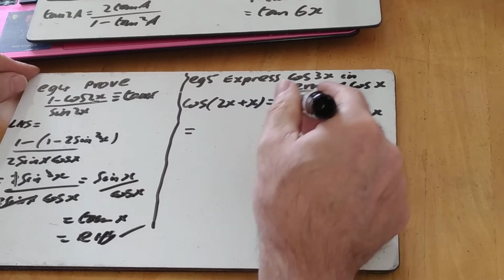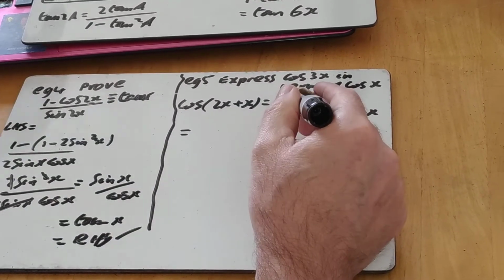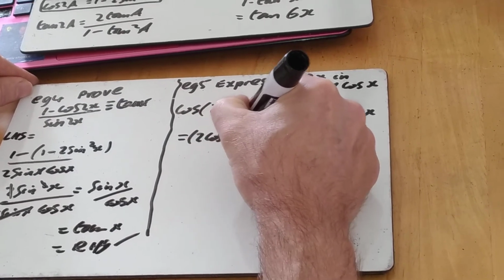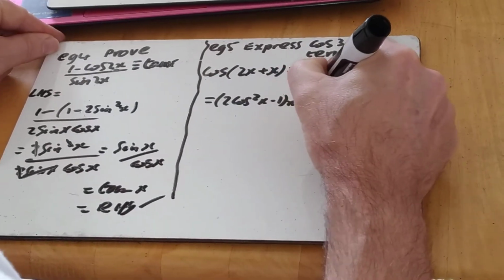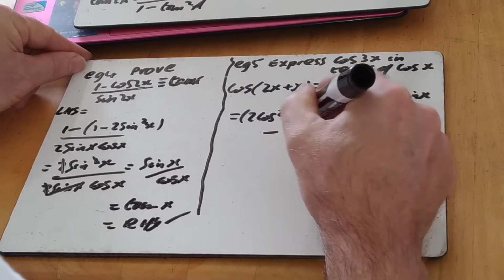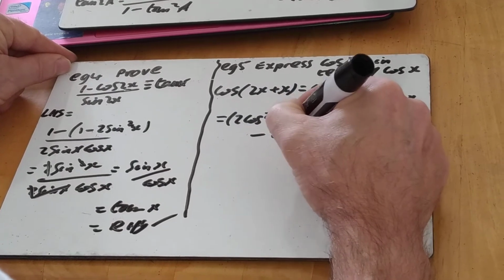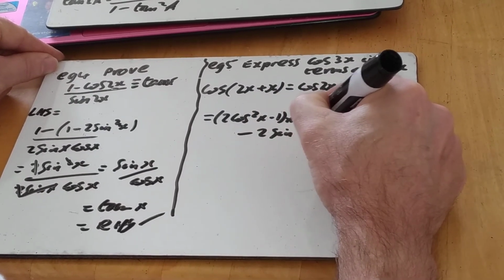I want it all in terms of cos, so I want to do the version of cos 2x that's just got cos in. So 2 cos squared x minus 1 times the cos x minus, now there's only one thing I can do with sine 2x. I can write it as 2 sine, I'll leave a bit of a space there, you'll see why in a minute.